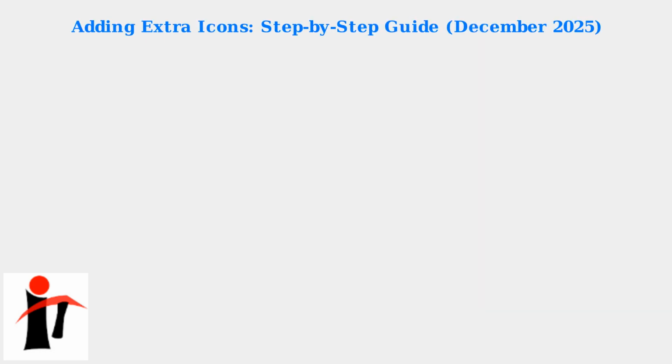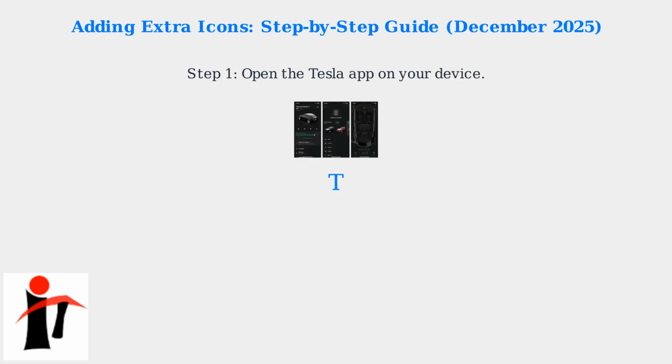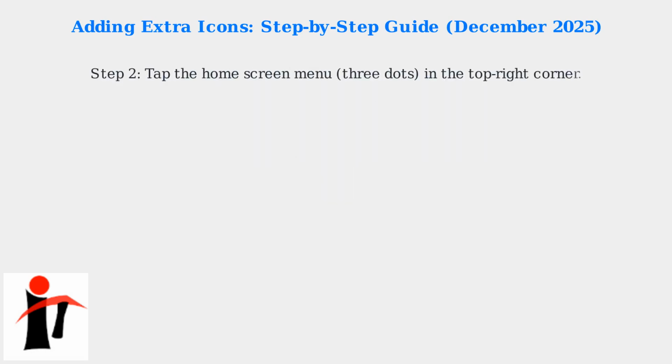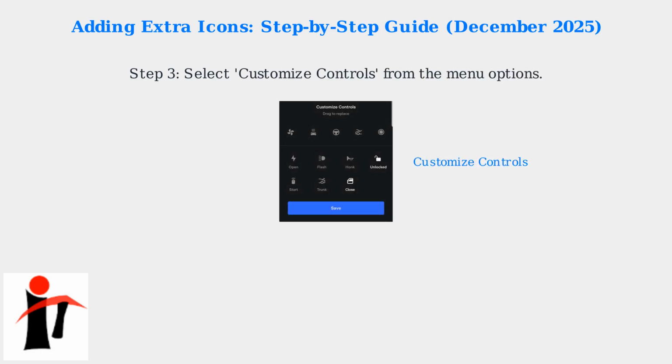To begin customizing your quick controls, first open the Tesla app on your iOS or Android device. Next, locate the three dots menu icon in the top right corner of the home screen and tap it. From the menu that appears, select the Customize Controls option to access the customization screen.